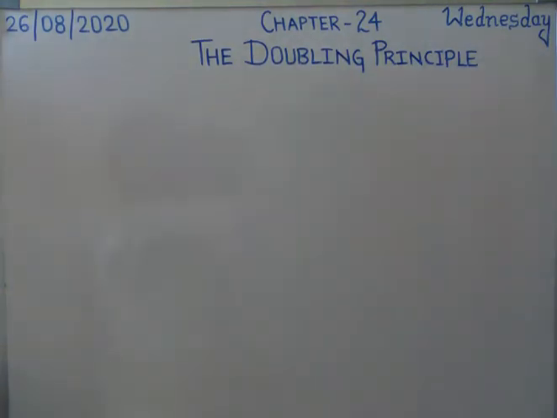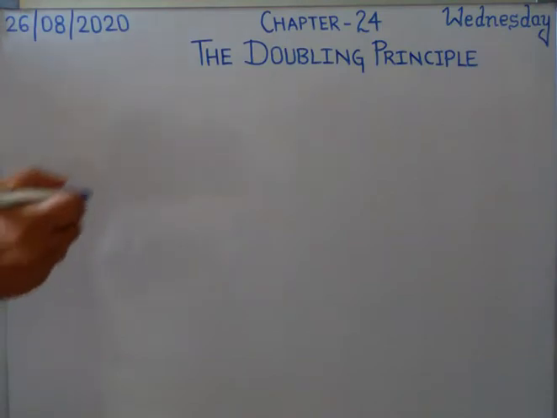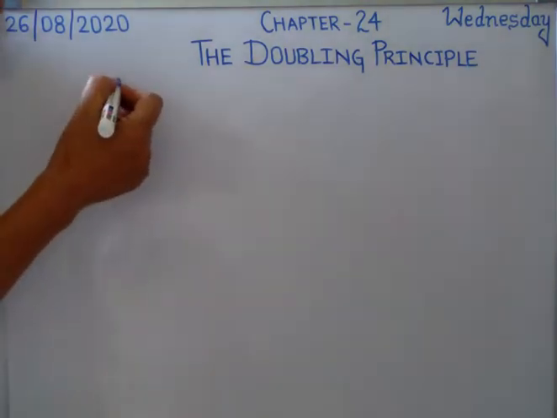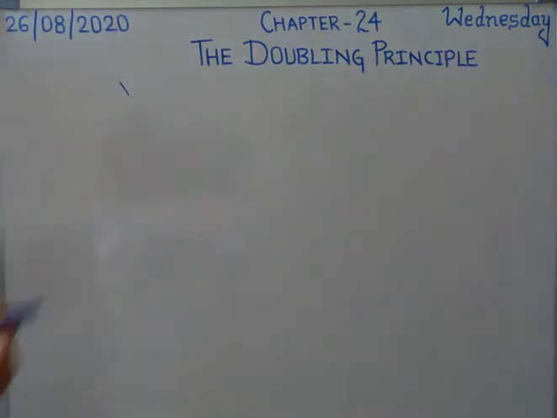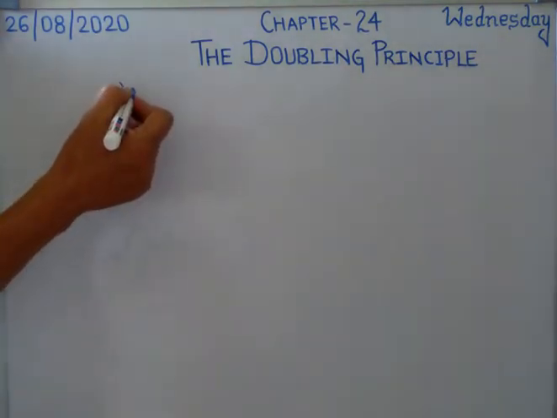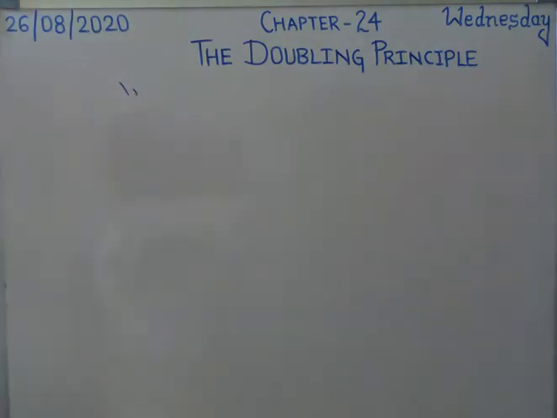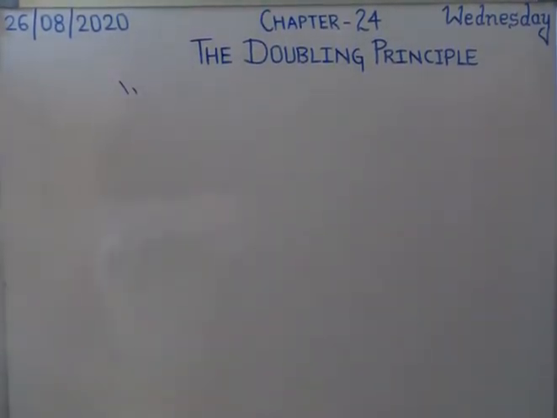Dear students, today I am taking up chapter 24, the doubling principle. We know the normal length of the stroke is 1/6 of an inch. And we have learnt in the previous chapter what happens when a stroke is howled. The sound of either T or D is added. Here, in this chapter, we will see what happens when a stroke is doubled in length.